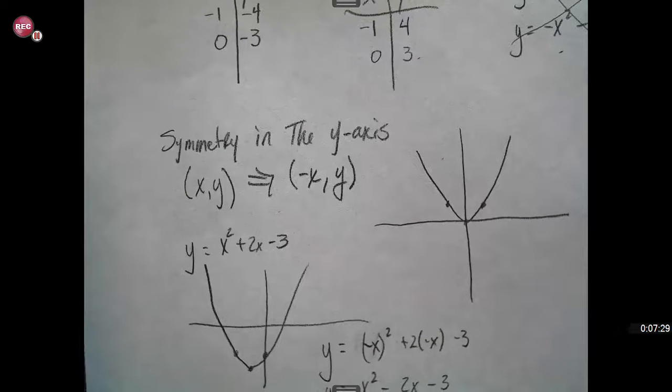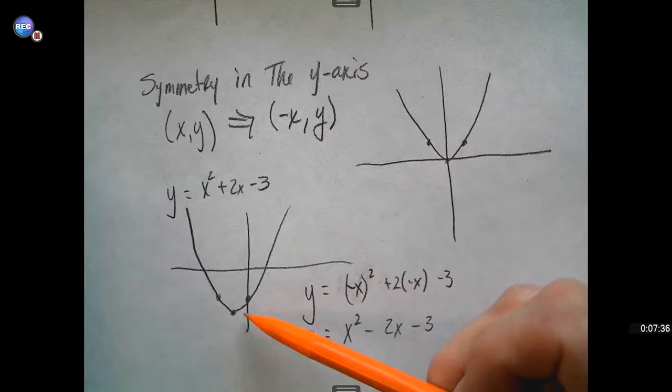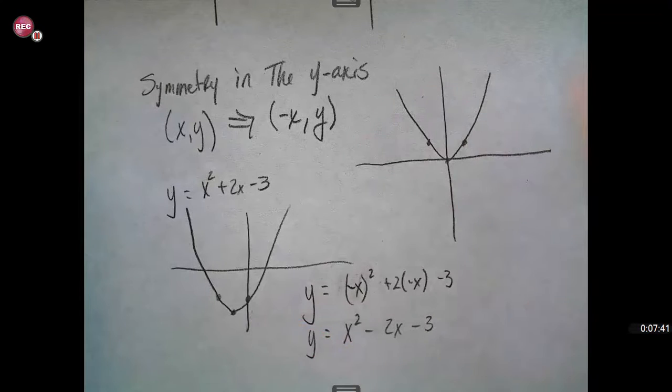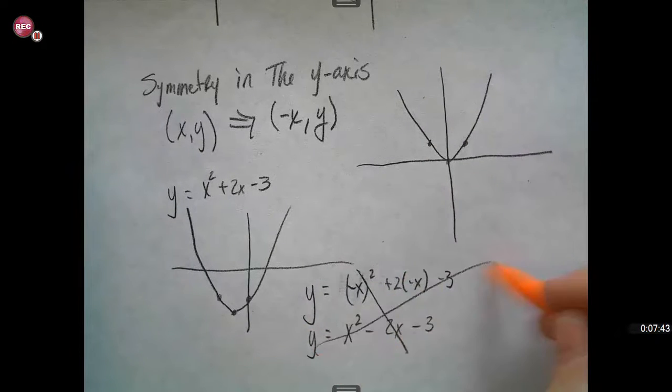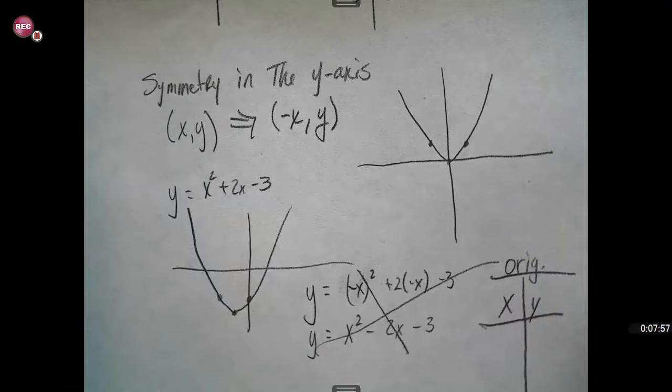It's close, but it's not the same. So therefore, we say this parabola does not have symmetry in the y-axis, but I can reflect it about the y-axis. And the way I do that, again, is I take my original function. So here's my original function, and here's my reflected function.